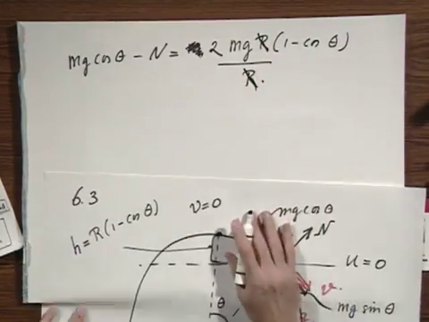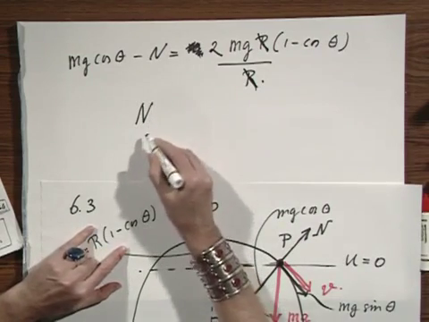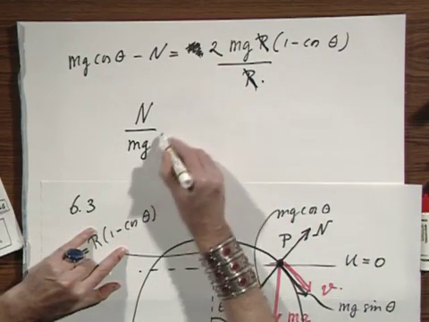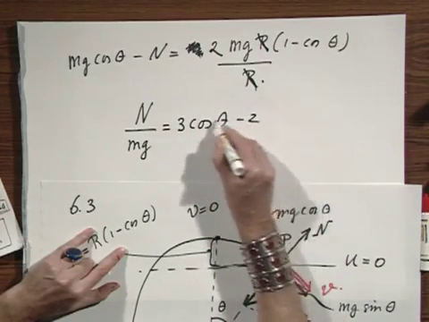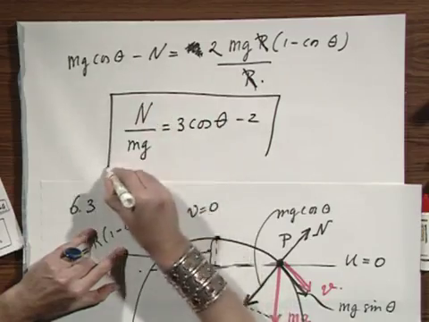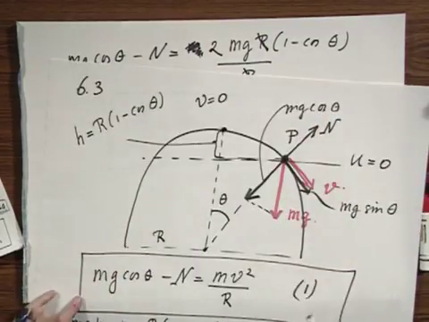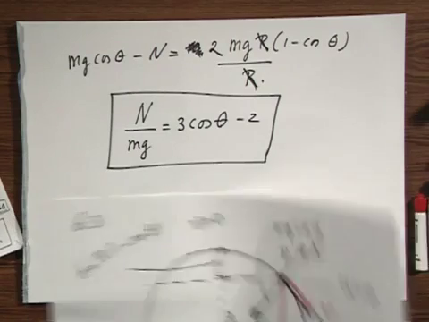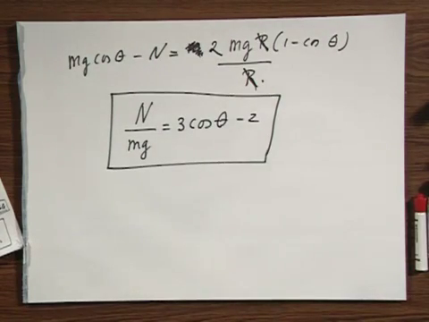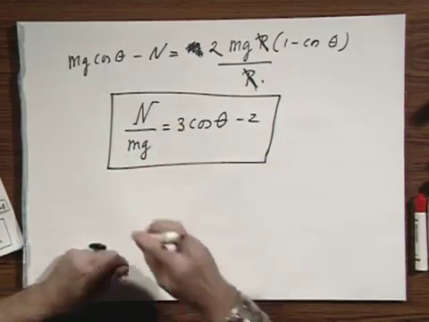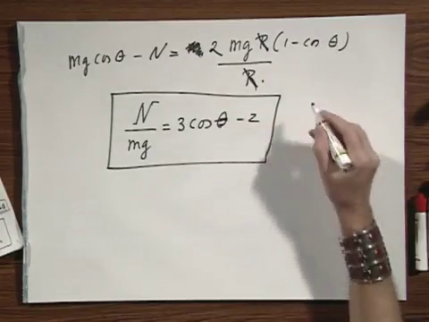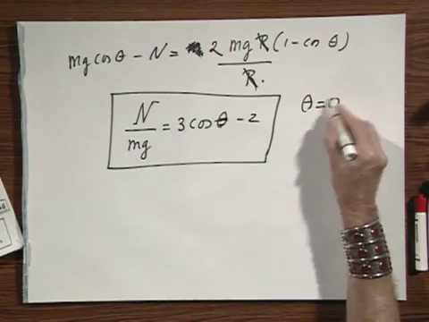R cancels, and if I work this out, then I find n divided by mg equals 3 cosine theta minus 2. And so by combining these two key equations, I have derived an equation which tells me what the normal force is, the force that the girl feels pushing vertically, radially outwards when she's sitting on the igloo, as a function of theta. Let's stick in this equation theta equals 0.